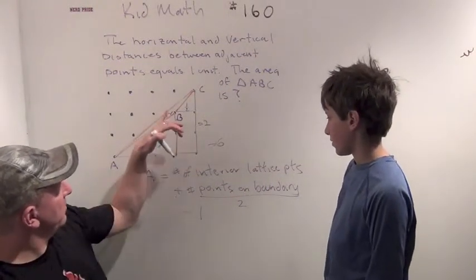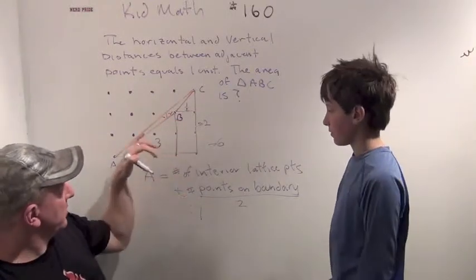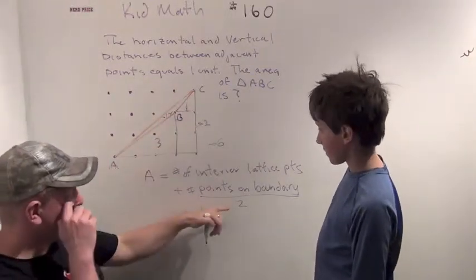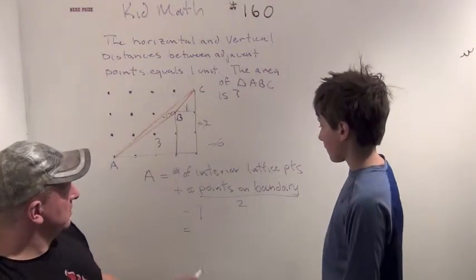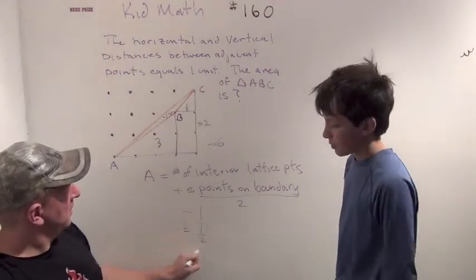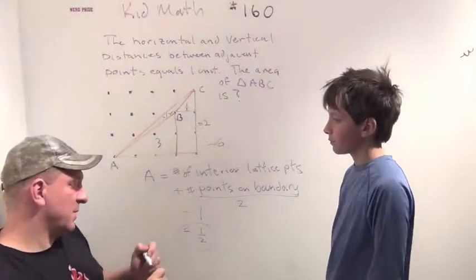So we take the number of interior lattice points, 0, plus the number of points on the boundary divided by 2, that's 3 halves. Subtract 1 and we get a half. So it works, just like we found.